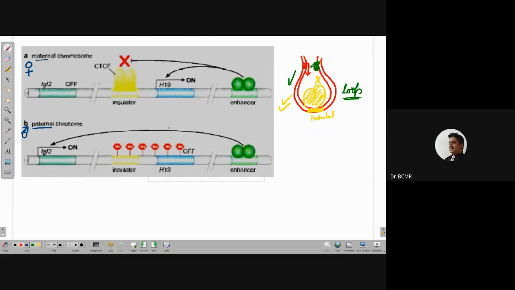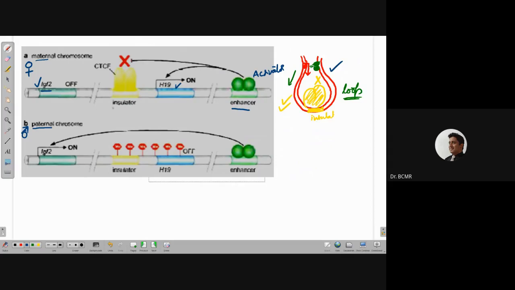So what happens in the maternal chromosome is there is an enhancer to which activators are bound. The activator can either activate transcription from IGF2 or H19, not both at a time. But by default, these activators would interact with IGF2. But for that to happen, DNA looping should have happened, something like this.